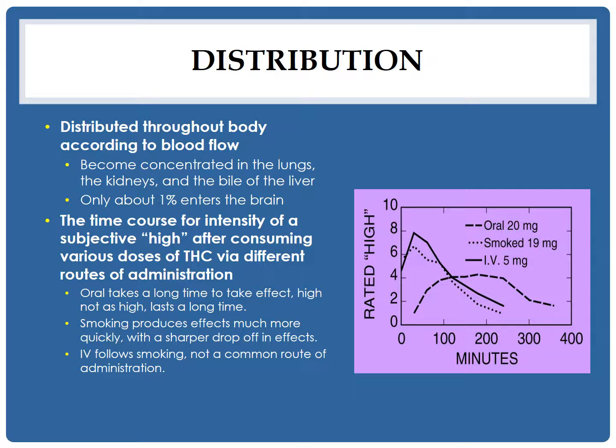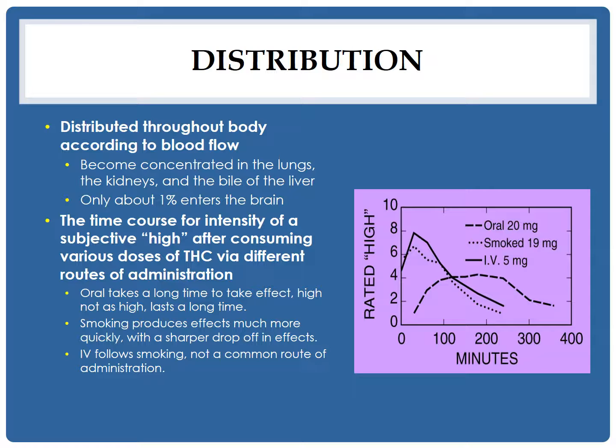In terms of distribution, because of the high lipid solubility of THC, the cannabinoids, these molecules are distributed throughout the body according to blood flow. So they end up becoming more concentrated in lungs, kidneys, and the liver. And a very small amount, only about 1%, actually enters the brain.